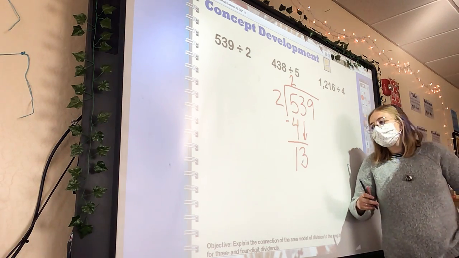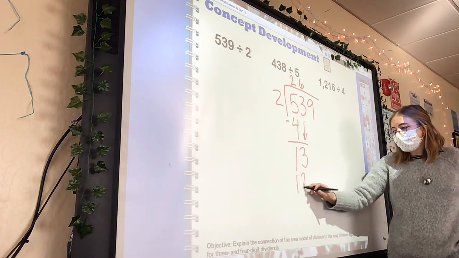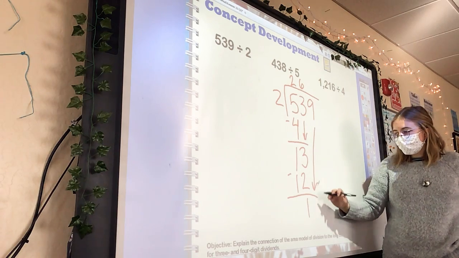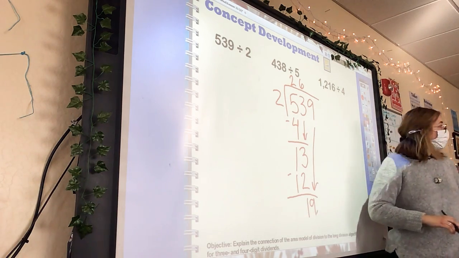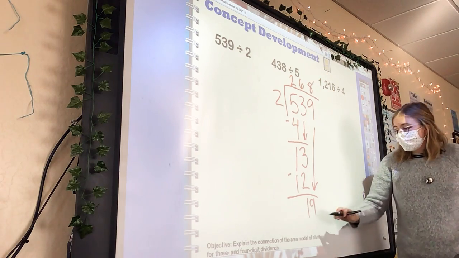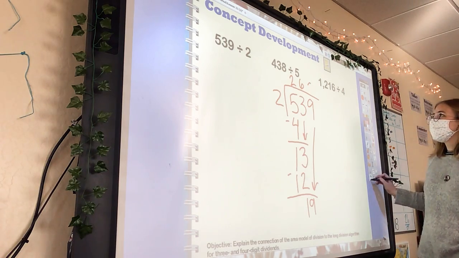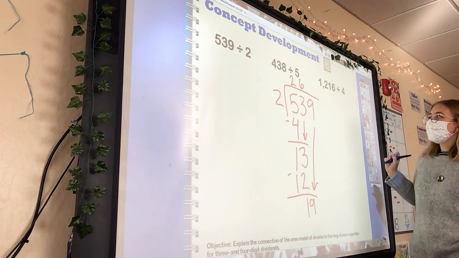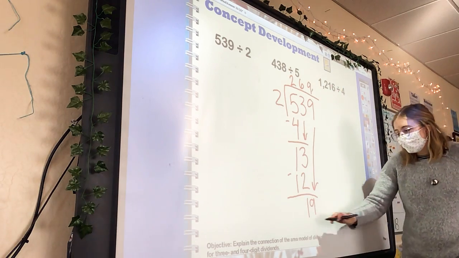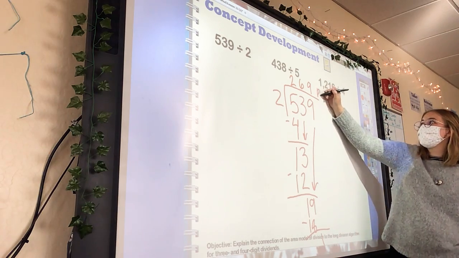All right. 2 goes into 13 6 times. 2 times 6 is 12. 13 minus 12 is 1. Bring down the 9. 2 goes into 19 8 times. Nope, what am I saying? 2 goes into 19 9 times. There it is. Or 18. 19 minus 18 is 1. So that gives me a remainder of 1.